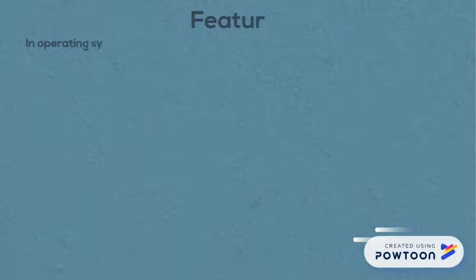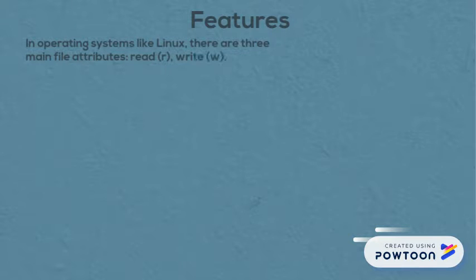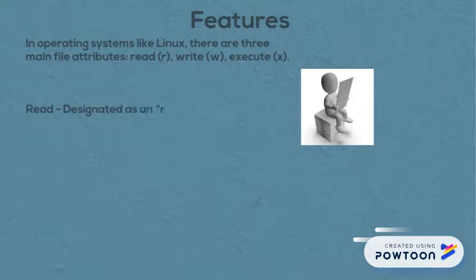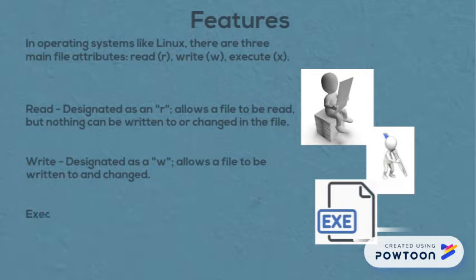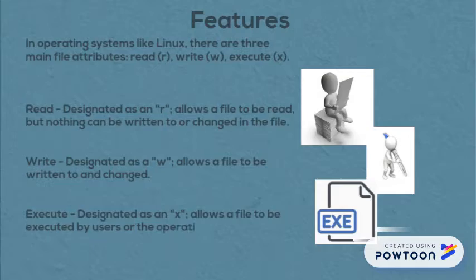In operating systems like Linux, there are three main file attributes: read, write, and execute. Read, designated as an R, allows the file to be read, but nothing can be written to or changed in the file. Write, designated as a W, allows the file to be written to and changed. Execute, designated as an X, allows the file to be executed by users or the operating system.